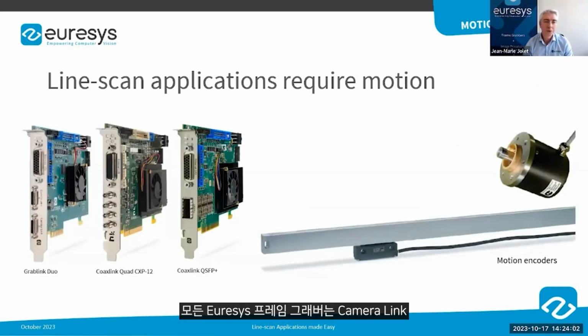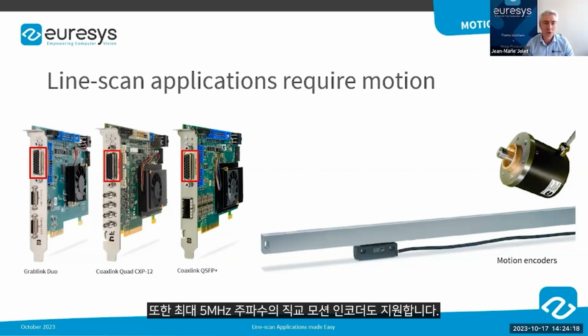All the Euresys frame grabbers, whether they are compatible with the Camera Link, CoaXPress or CoaXPress over fiber standard, are equipped with a dedicated I/O lines connector to connect the motion encoders. They even support quadrature motion encoders with a frequency up to 5 megahertz.